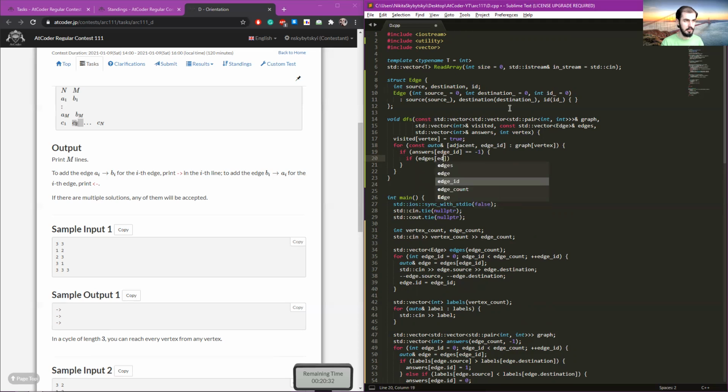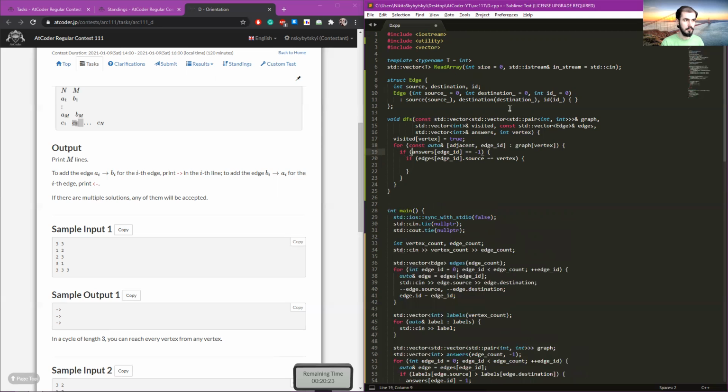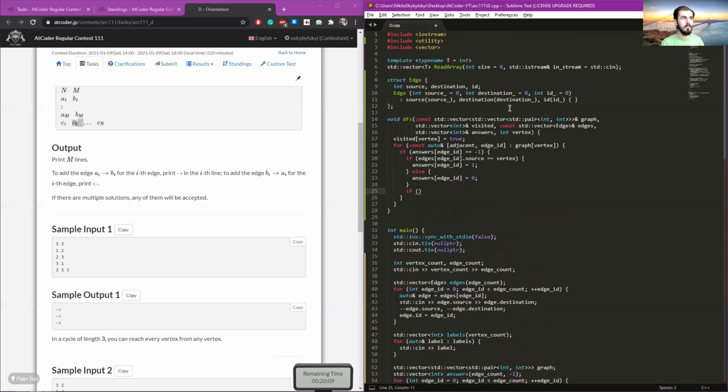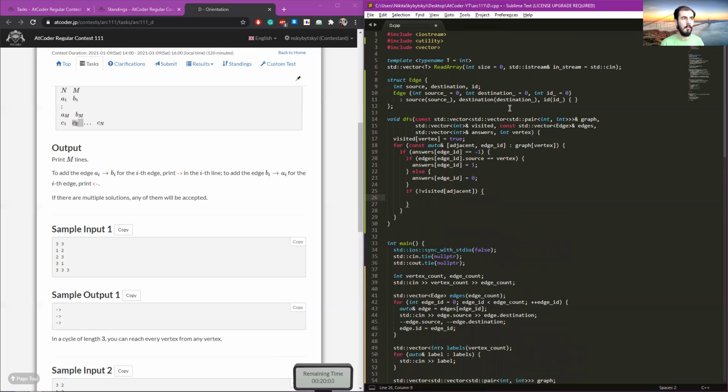If edges at edge ID for source, right, equals vertex, and answer should get 1 because it's like correct way. Else answer should get 0. And we can actually, if not visited at adjacent, we can recursively call adjacent from here. Recursively call DFS, of course.